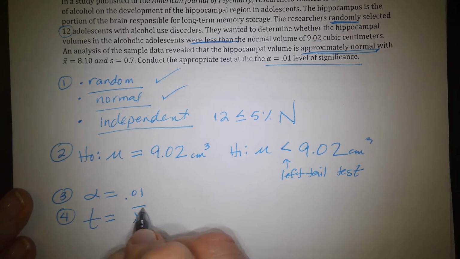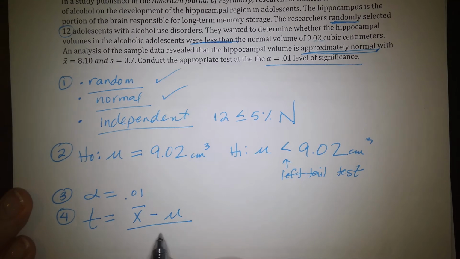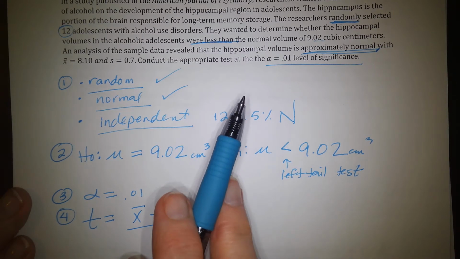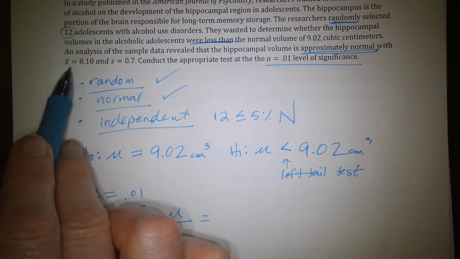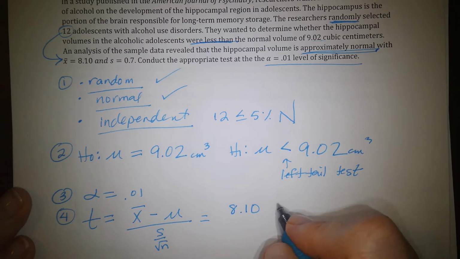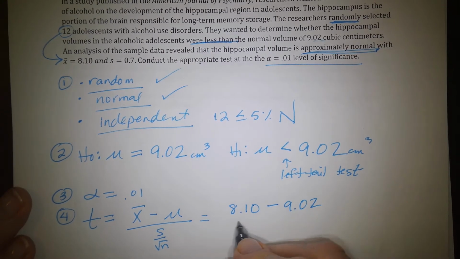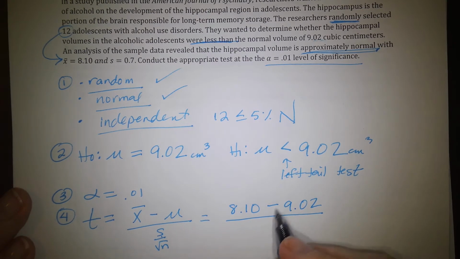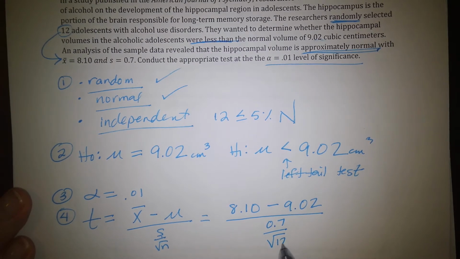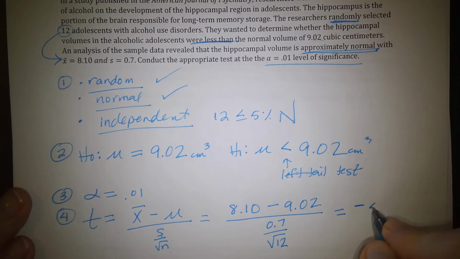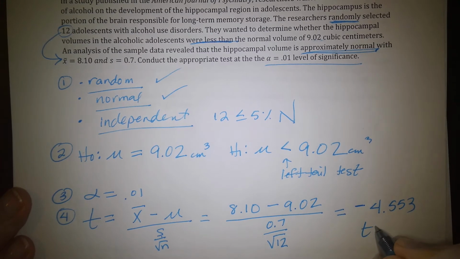Our test statistic is given by x bar minus the mean over s over square root of n. So our x bar is given from the problem. Out of the 12 adolescents, we found an average hippocampal volume of 8.1 cubic centimeters. The original or average of a normal brain was 9.02. The sample standard deviation was given as 0.7, divided by the square root of n, which is 12. So when I put that in my calculator, I get a t-value of negative 4.553, which again is my test statistic.